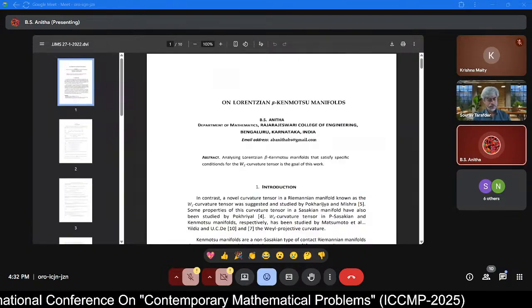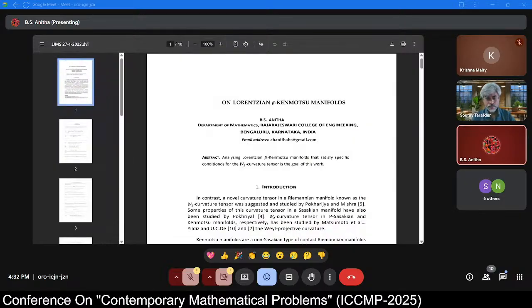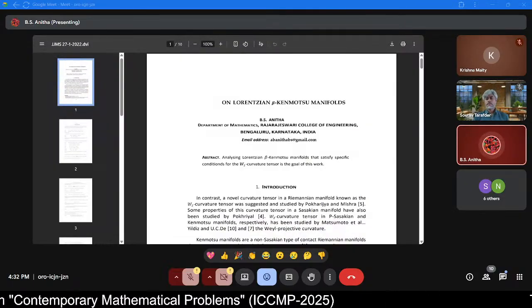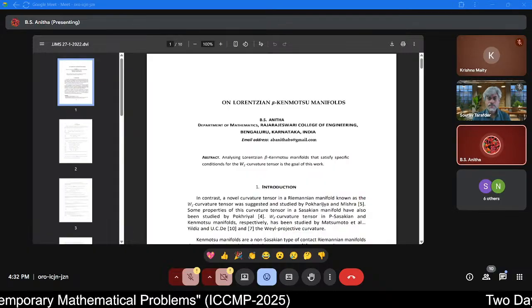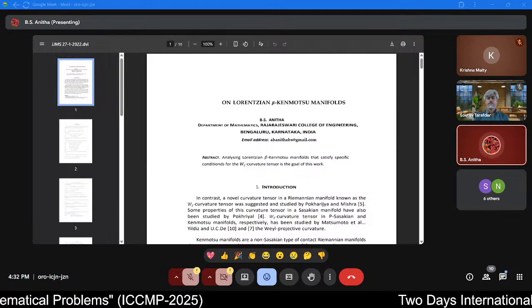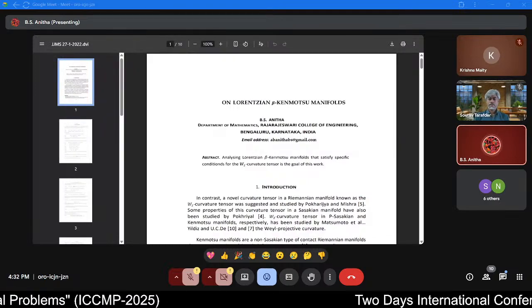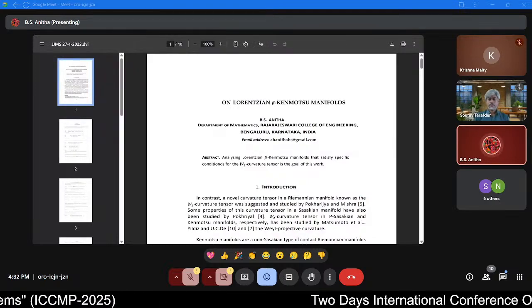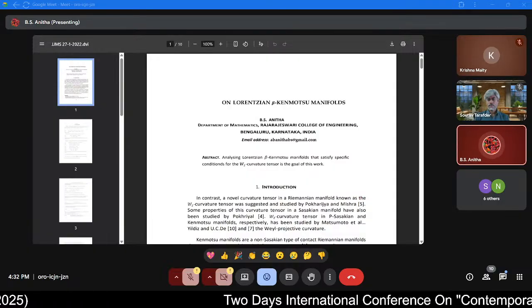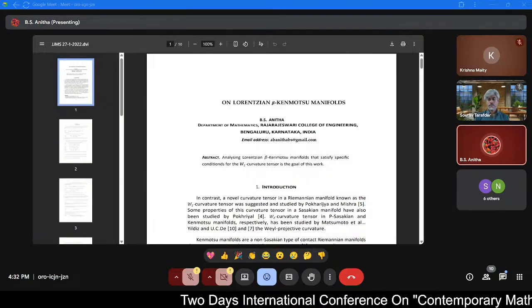Good afternoon, sir. Myself Dr. Anitha B.S. I'm working as assistant professor in Rajarajeswari College of Engineering at Bangalore. I'm going to present my paper entitled on Lorentzian beta Kenmotsu manifolds. This paper can be divided into 6 sections.